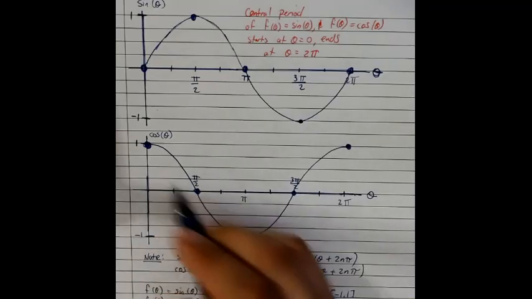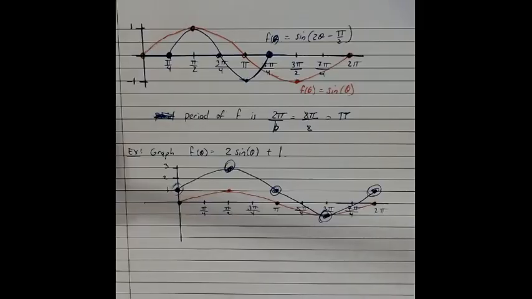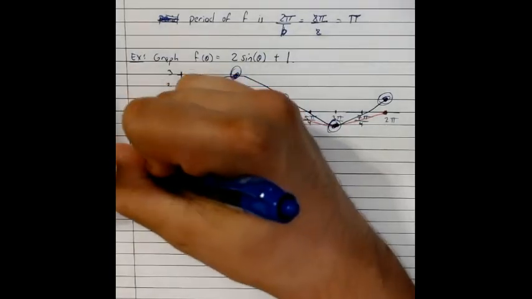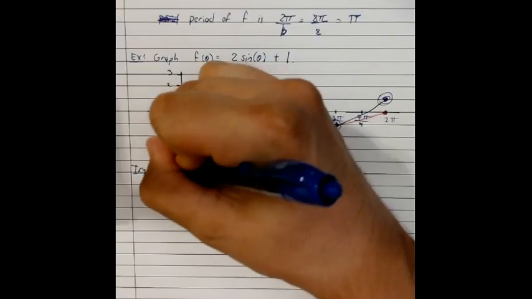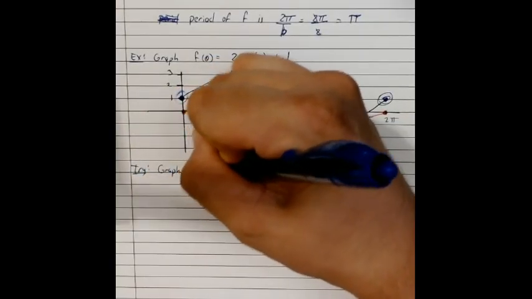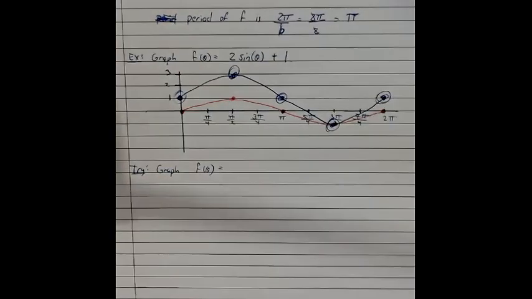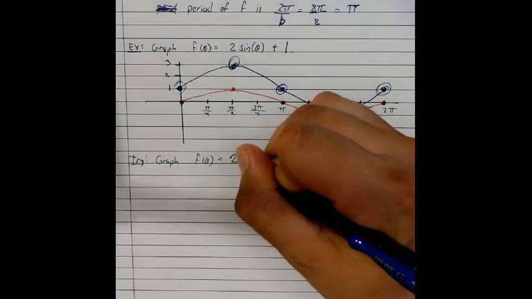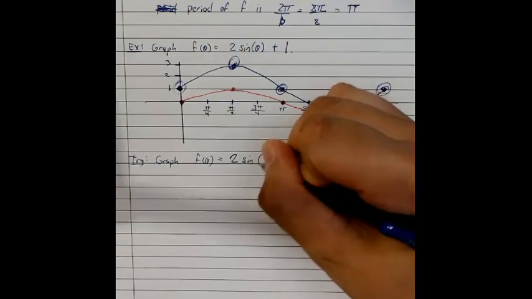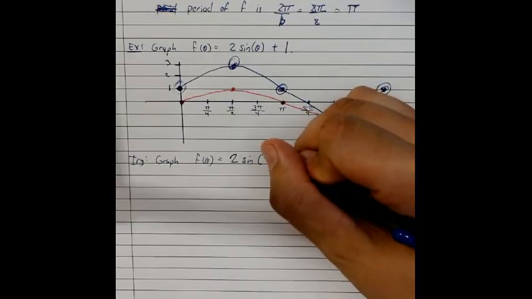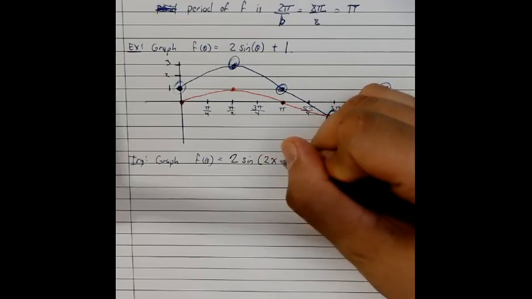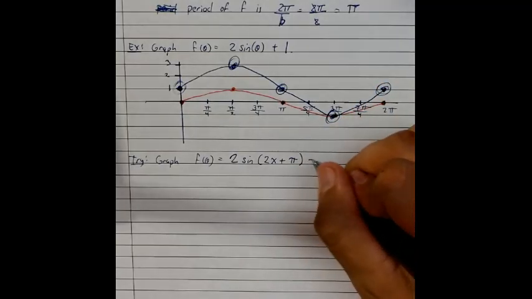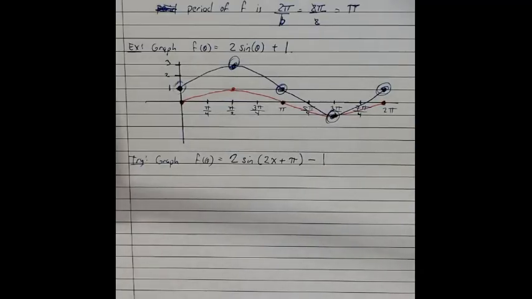They're going to be different points, but you're going to have 5 points for each of those curves. And finally, let's go ahead and put one where everything is all together. And I'm going to ask you to try this one. We're going to go ahead and graph f of theta is equal to, let's do 2 sine of 2x plus pi minus 1. So go ahead and give this a try.